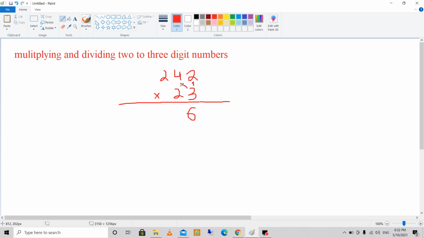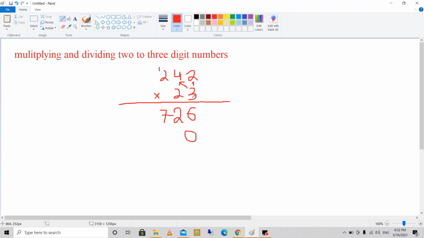Next we have to multiply this 3 with 4. 3 4s are 12, so we will write 2 over here, and the tens will be carried on to the next number. 3 2s are 6, and we will add this 1 to the 6 to get 7, so that is equal to 726.